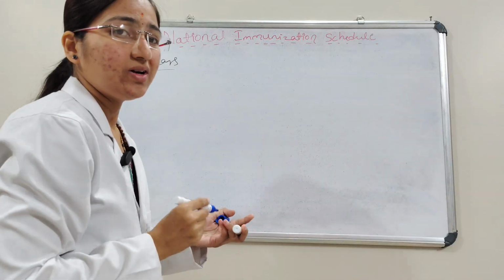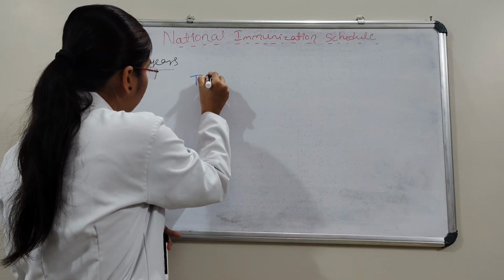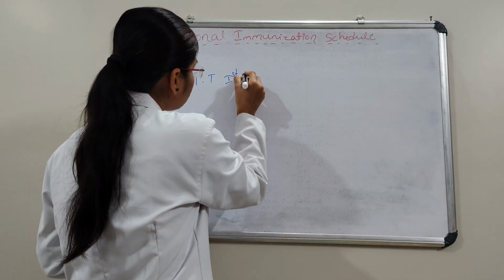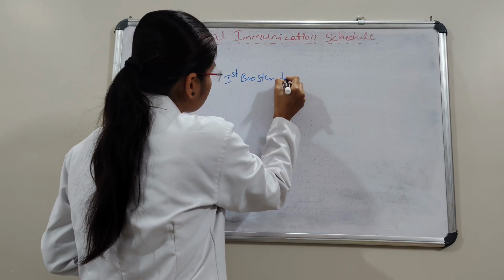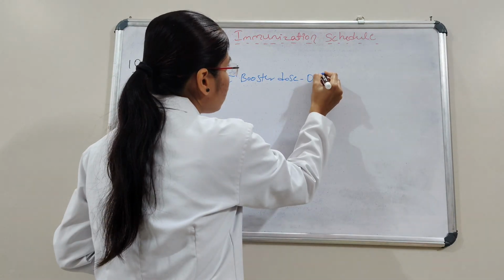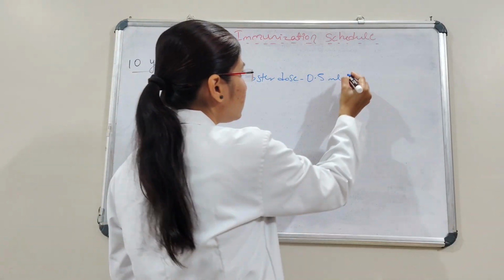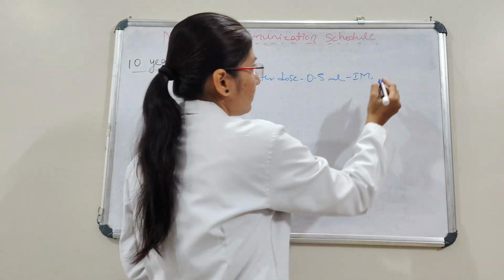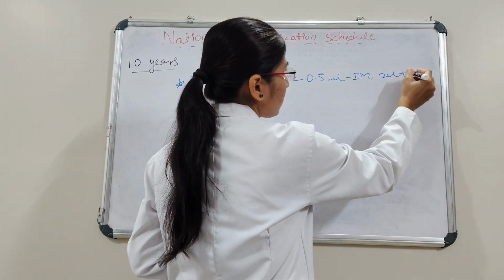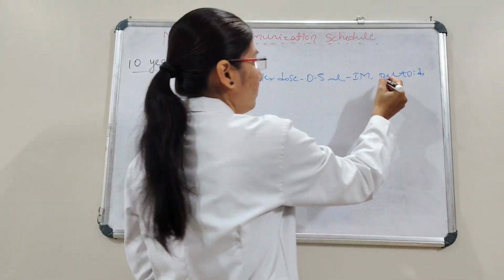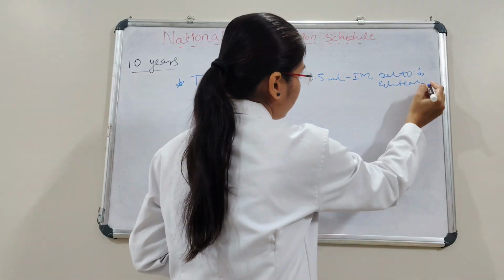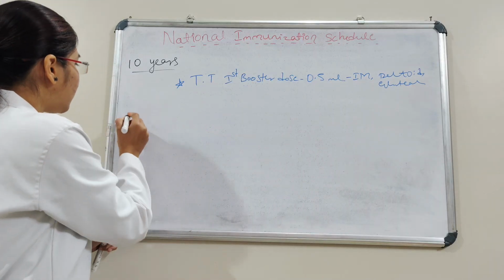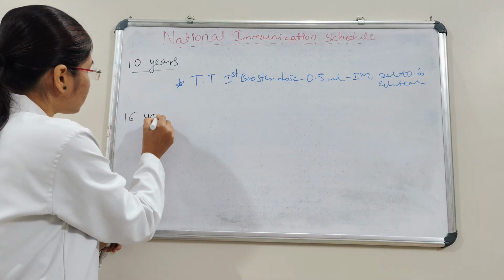At 10 years, TT has to be given, that is TT first booster dose, 0.5 ml, given through IM in the deltoid. If that is not possible, it can be given in the gluteal region. Here it is the TT first booster, and then comes 16 years.